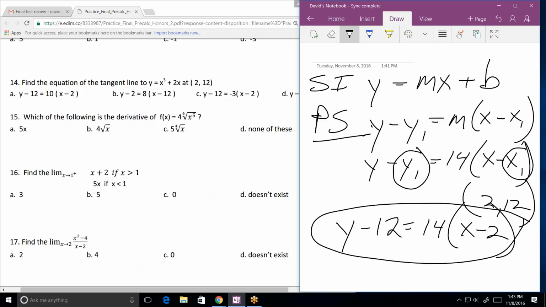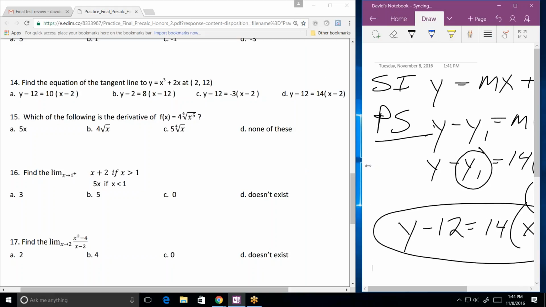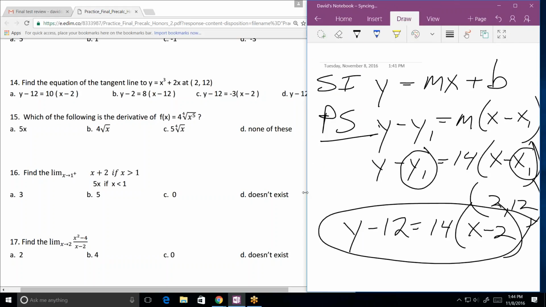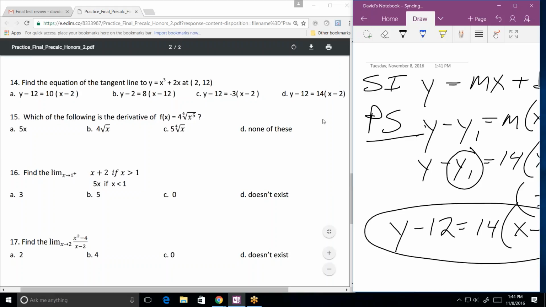I do not have to put it in slope-intercept format. That's a perfectly good answer, and in fact, with calculus, that's the best answer. And you'll notice that that's on there. It better be. That's got to be D, doesn't it? Yeah. In other words, none of their answers are in slope-intercept format.